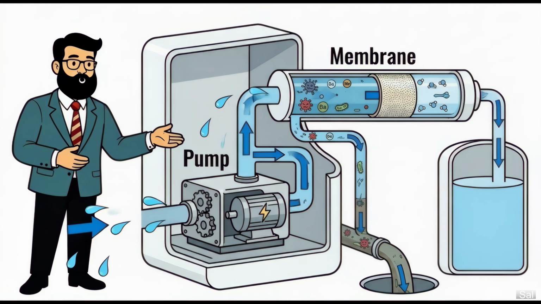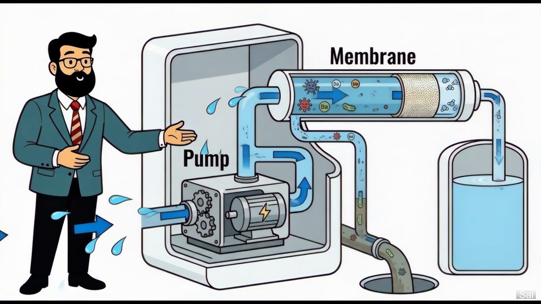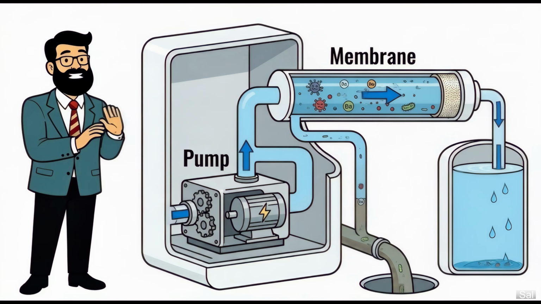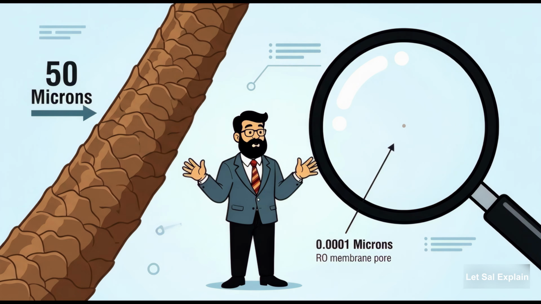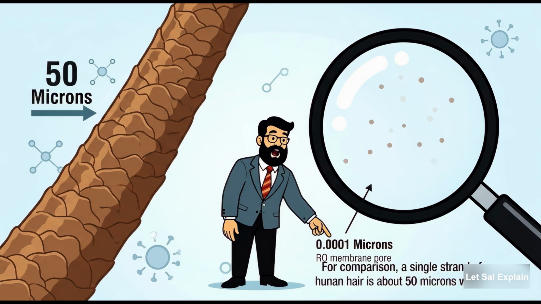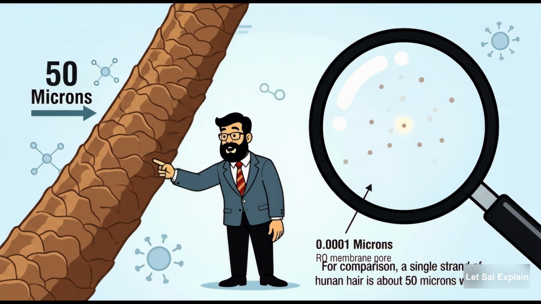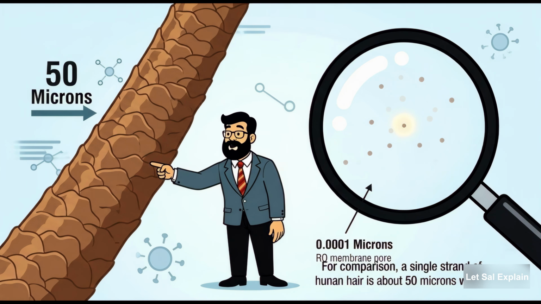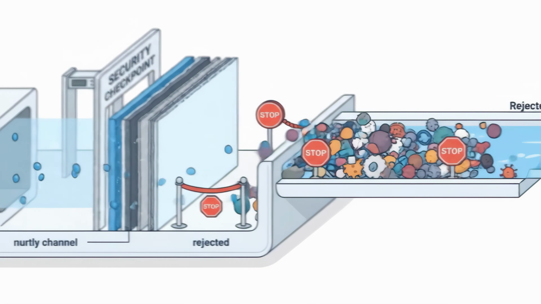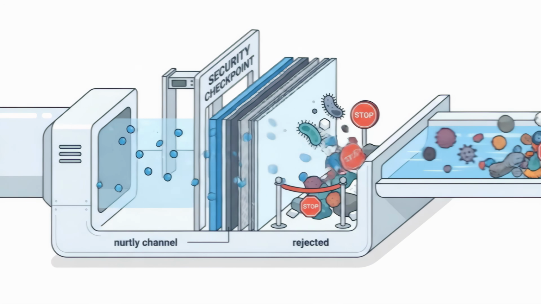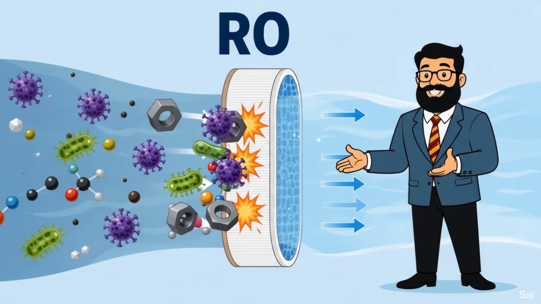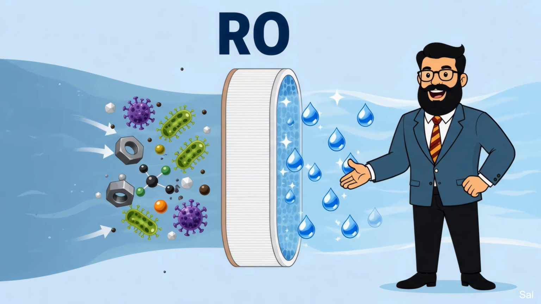An RO purifier uses a high-pressure electric pump to force water against its natural inclination, pushing it through a semi-permeable membrane with incredibly microscopic pores. To give you an idea of how small these pores are, they measure roughly 0.001 microns. For comparison, a single strand of human hair is about 50 microns wide. Because these pores are so microscopic, absolutely nothing can pass through them except pure water molecules. Living bacteria, heavy metals, pesticides, and dissolved salts are all physically blocked and left behind.